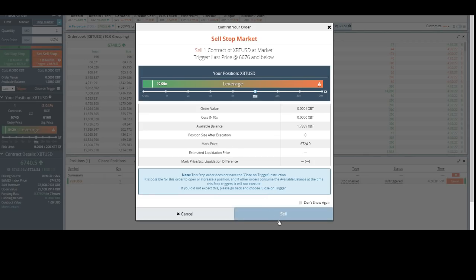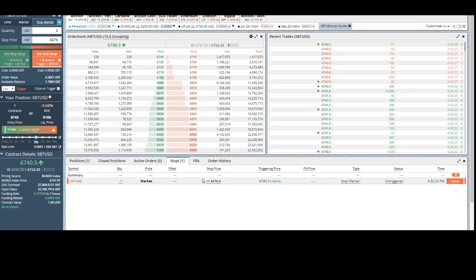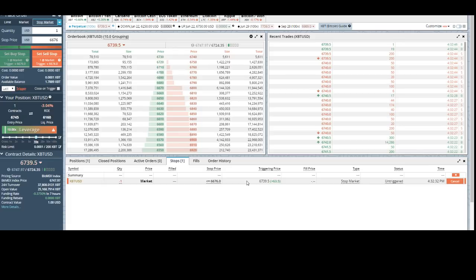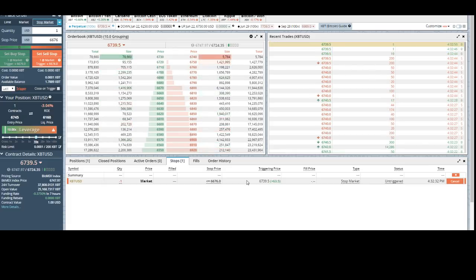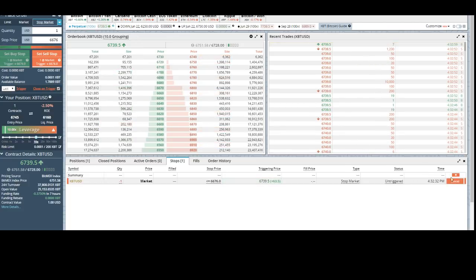Sell stop. Now what this will do is open a brand new short position for you. Okay, stop market. It's not close on trigger. It will open a new position for you. Okay, just be very careful. It's a way to open a new order. Don't think of it as a stop loss. Think of it as a way to open a new order. Okay, so basically we pretty much always want close on trigger checked on.